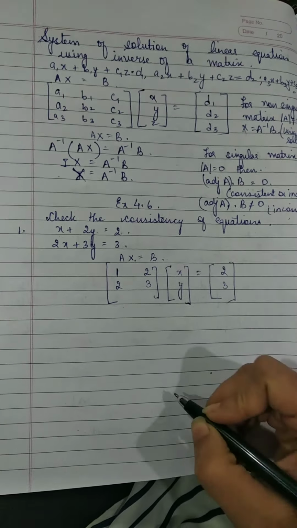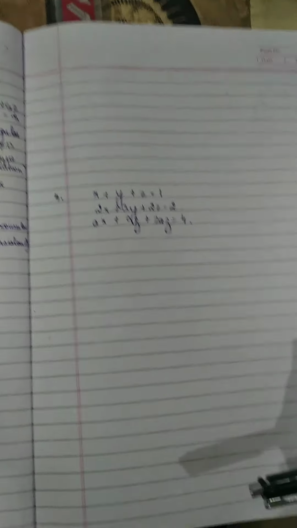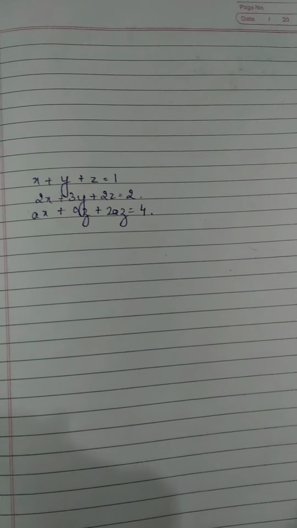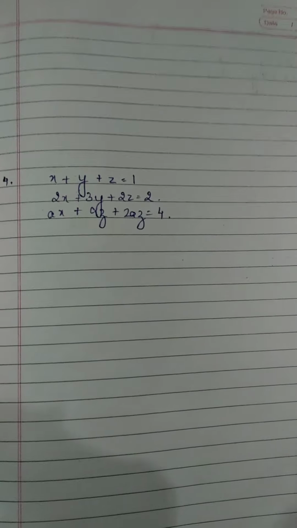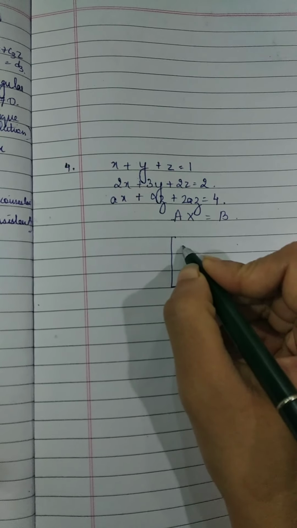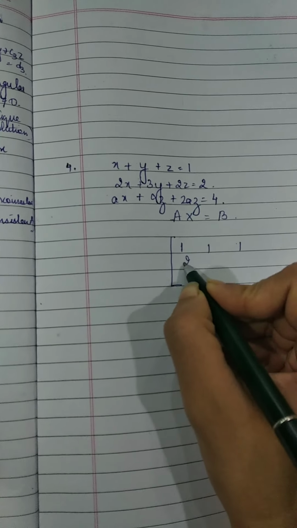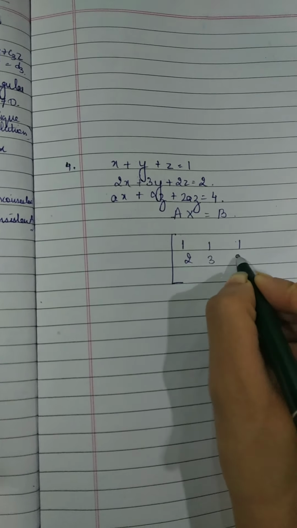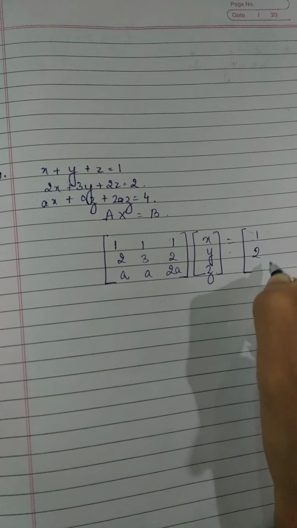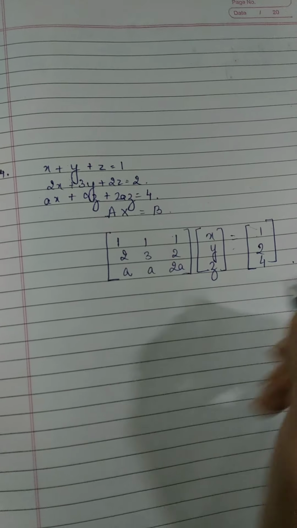With this, we move on to question number 4. Questions number 2 and 3 have to be done similarly, where we just have to check for consistency. So in question number 4, since it's a 3 by 3 matrix, again we'll represent it in the form AX is equal to B. Matrix A can be represented as 1, 1, 1, 2, 3, 2, a, 2a. X can be given as x, y, z because these are the three variables, and the constant values are 1, 2 and 4.